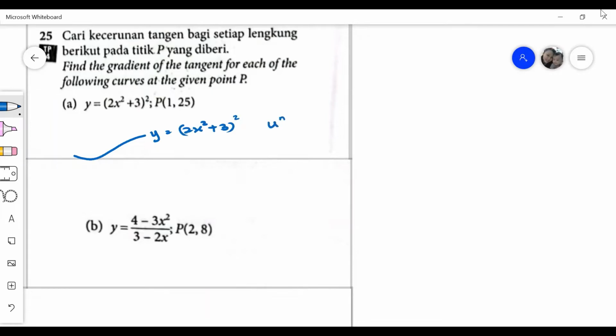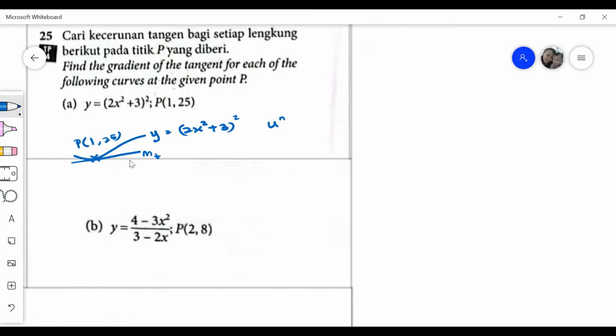Next, what we want is to find the gradient of the tangent. Let's draw the tangent first. A tangent is the straight line that passes through the curve at only one point. So let's mark down the point as well, P(1, 25). So these three are the important things that we need to find the gradient of the curve. What we want is to find the gradient of the tangent at this point P.